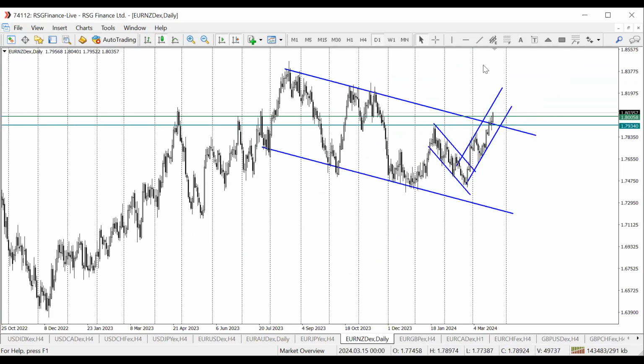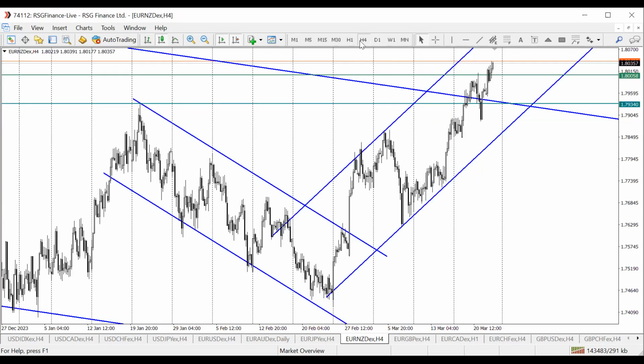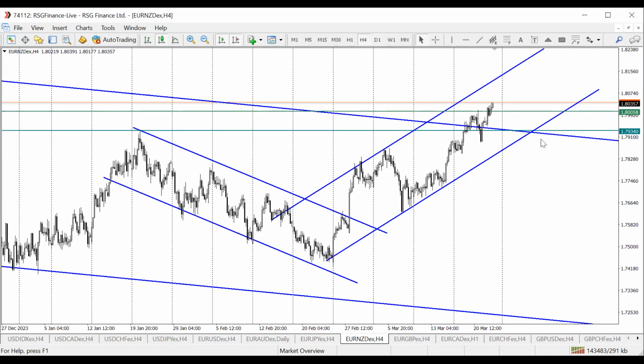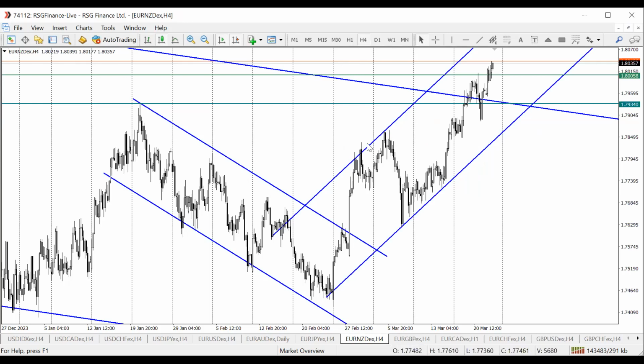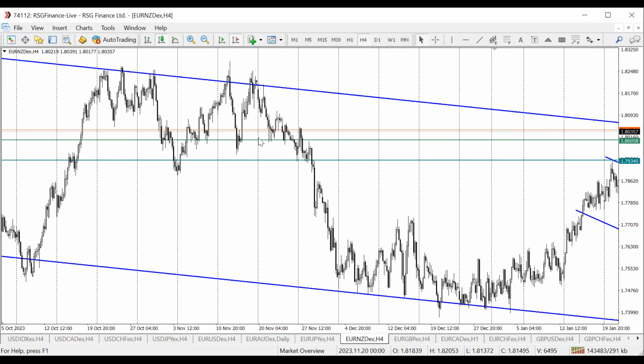From the bigger picture, what we see right now is that we're already breaking this channel. And what does that mean for us? This is already telling us to look for further rally into the upside. So what I would like to see is further rally to the upside, to the upper boundary. Let me see where the key levels are. If we're able to get some key levels, this will be really interesting for us.